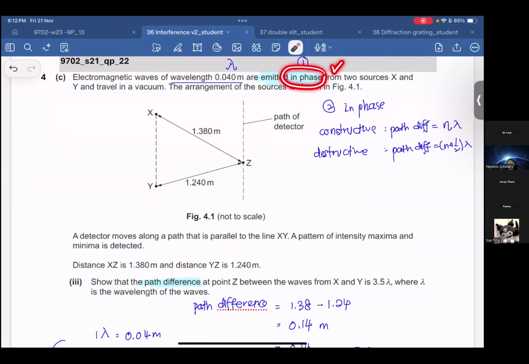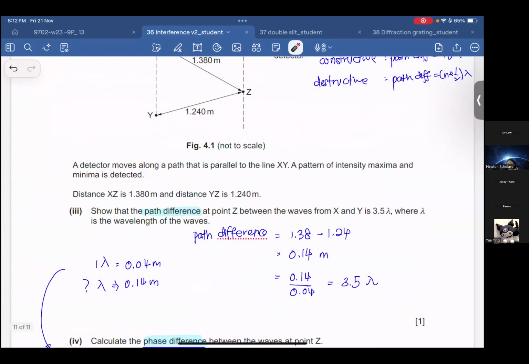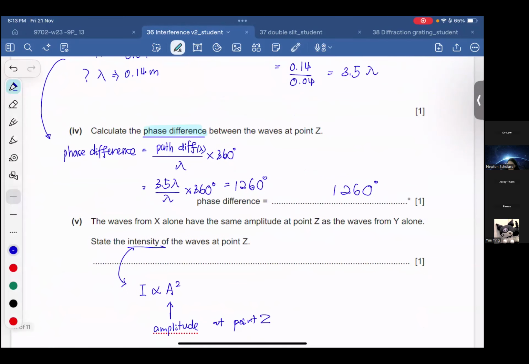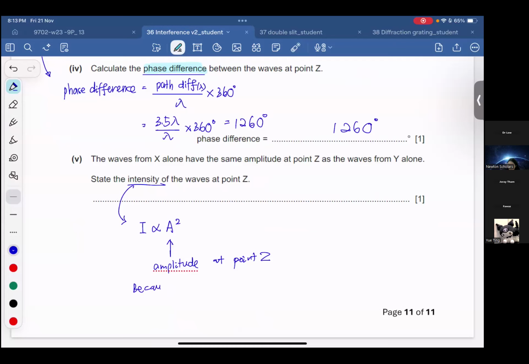First thing, they are in phase. Second, we understand constructive must be a whole number, destructive must be a half number. Now, based on the path difference we calculate here, should it be constructive or destructive? Kai Chen correct, Fatima correct, Jore correct, Washini correct. Because the path difference is 3.5 wavelengths, I understand that when they meet up it is actually destructive.